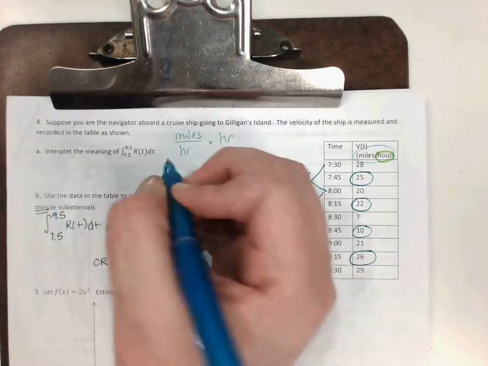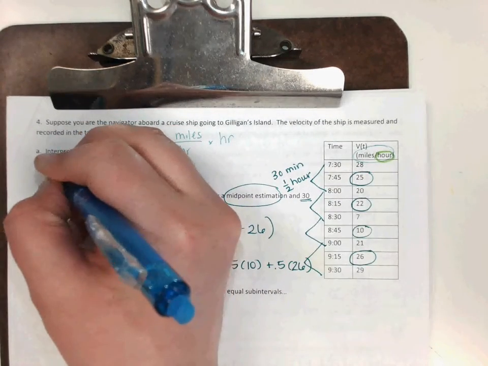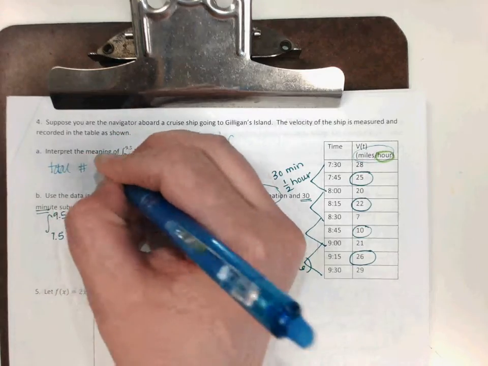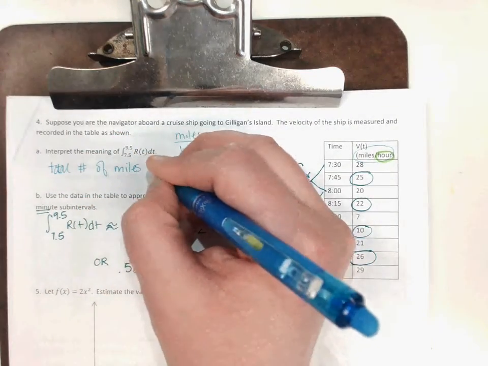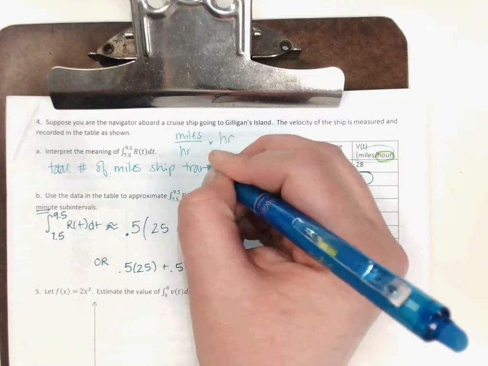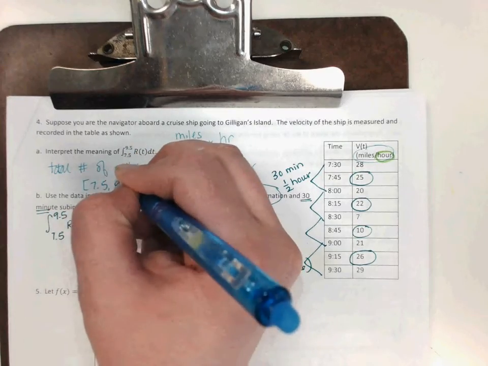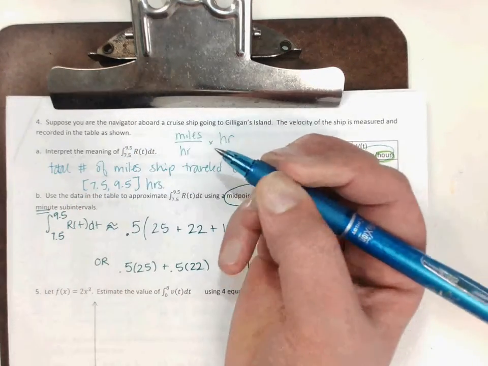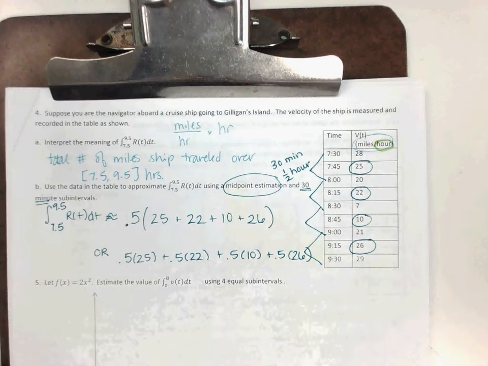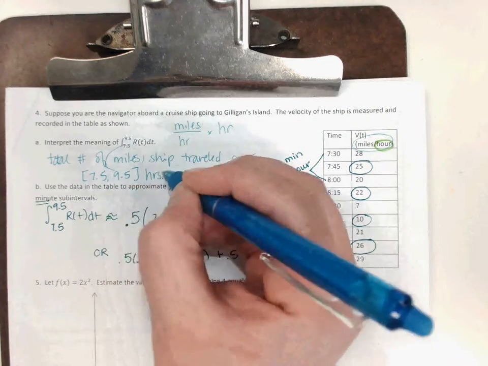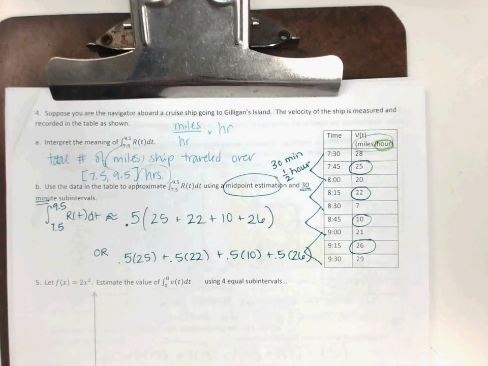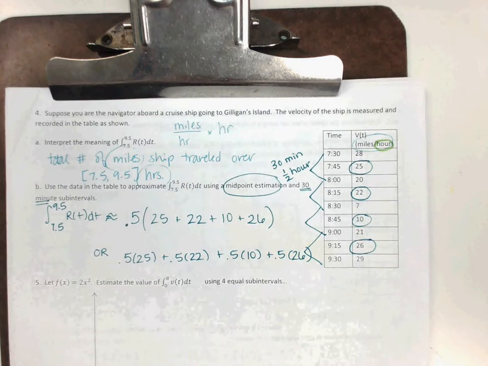So, you would say the integral represents total number of miles the ship traveled over 7.5 to 9.5 hours. Now, you also could have said from 7:30 p.m. to 9:30 p.m. You could write that instead if you like that better. It doesn't matter, though. But you have to have units in two places, here and here. And if you don't put units in one part, you miss the whole interpretation.